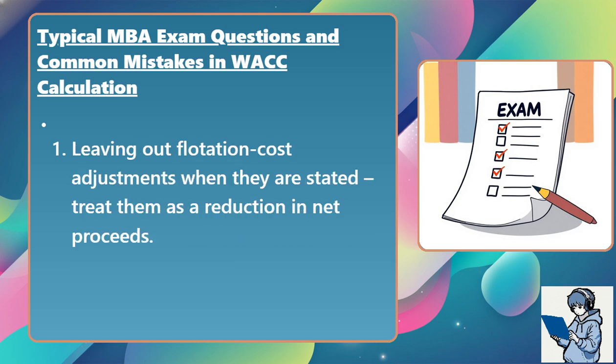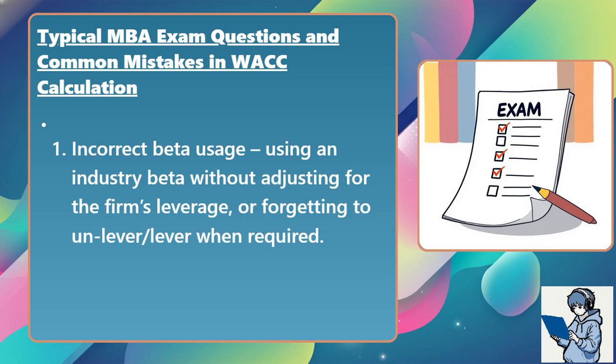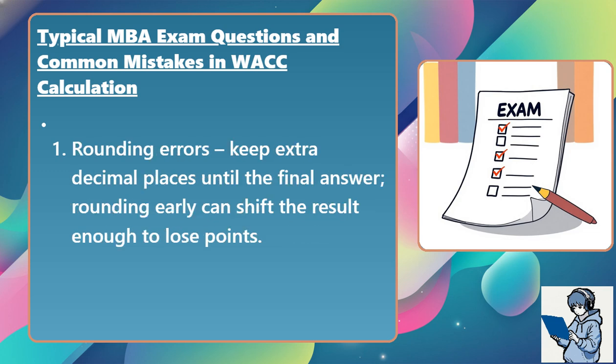5. Leaving out flotation cost adjustments when they are stated. Treat them as a reduction in net proceeds. 6. Incorrect beta usage. Using an industry beta without adjusting for the firm's leverage, or forgetting to unlever or lever when required. 7. Rounding errors. Keep extra decimal places until the final answer. Rounding early can shift the result enough to lose points.